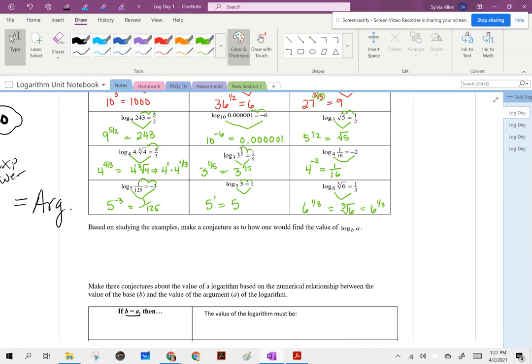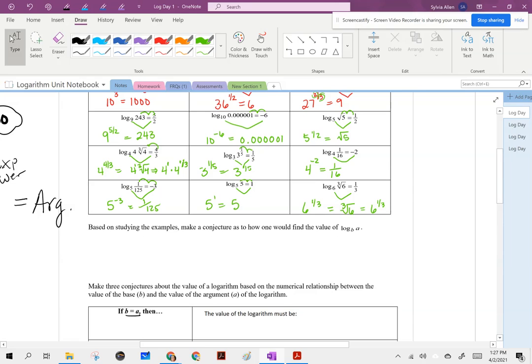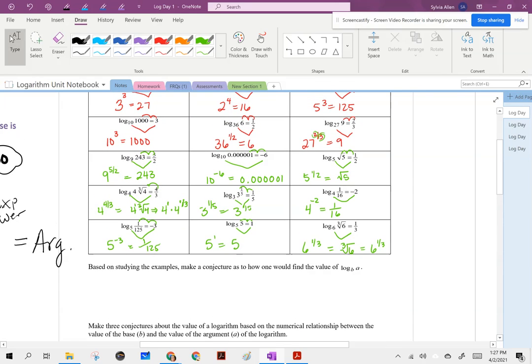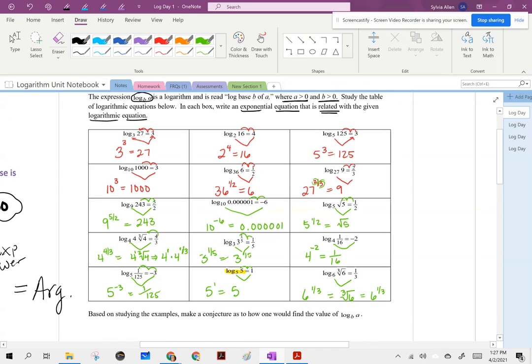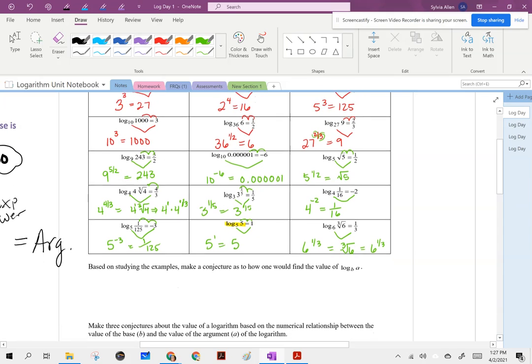Let me see if I can change my highlighter here. Where is the base and the argument equal to each other? So right here, the log is equal to each other. Is there any other one where we're looking for where the base is equal to the argument? I think that might be our only one.